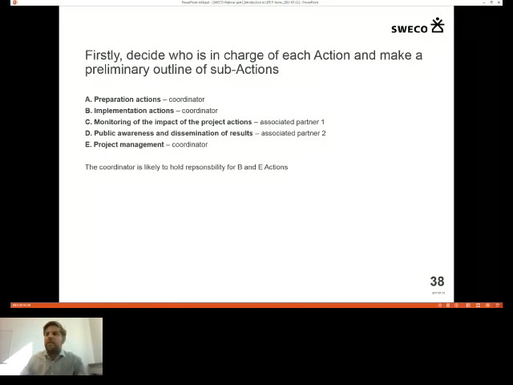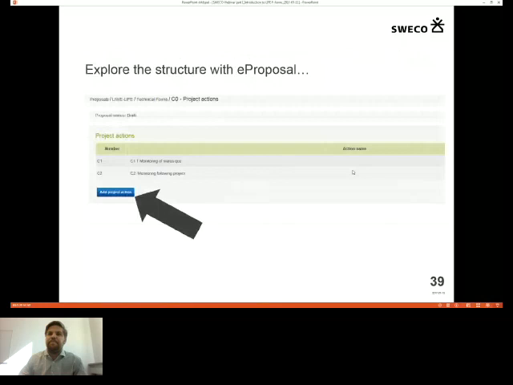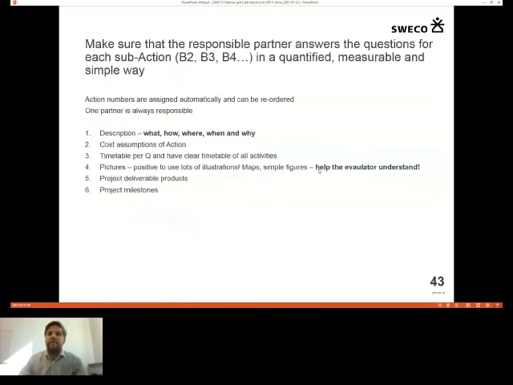And this is important because, when we jump into the project actions, when we come into the different actions, there are a number you need to provide quite detailed information, and it's usually the responsible and the implementing partner that knows the best what needs to be done, and who has enough information to describe this in a quantified, measurable, and relatively simple and understandable way.